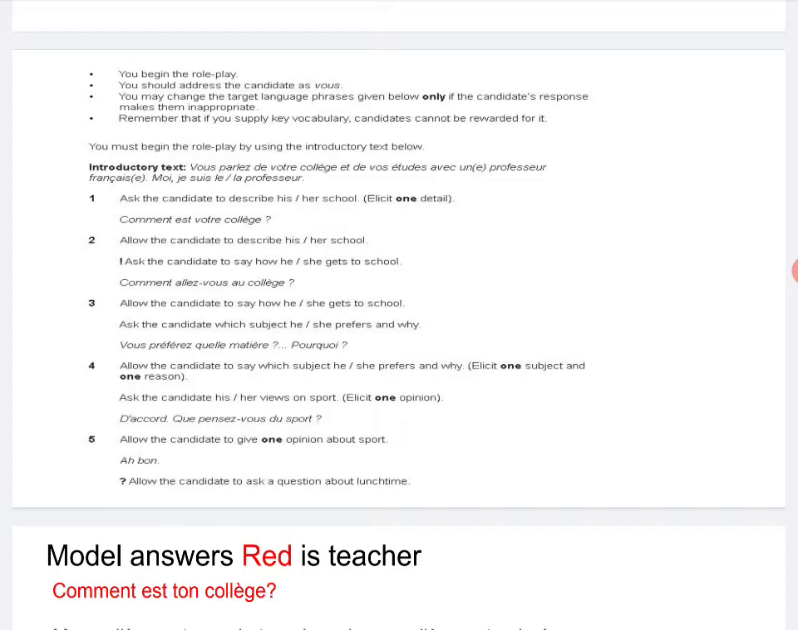The second one is comment allez-vous au collège? You will remember that aller is to go. Comment is to how. Collège is school. How do you go to school? So again, that could be something very simple from what you remember about the means of transport. You don't even have to give a full sentence on this one.